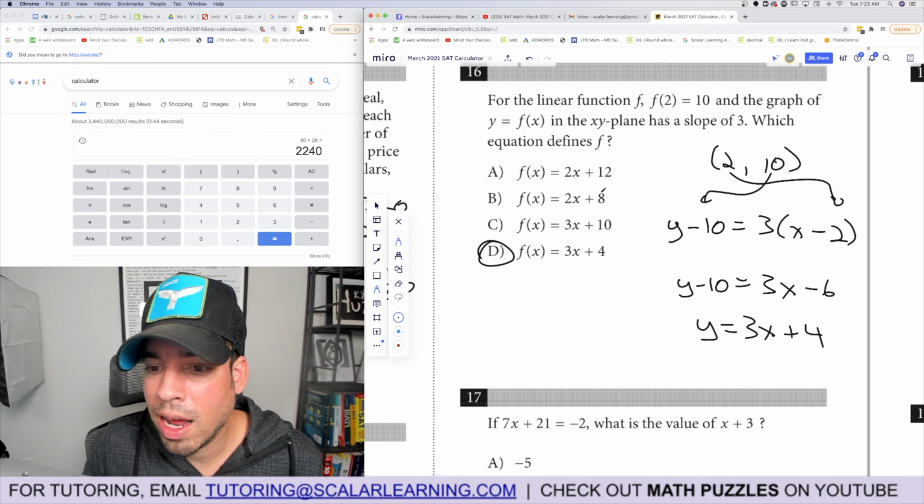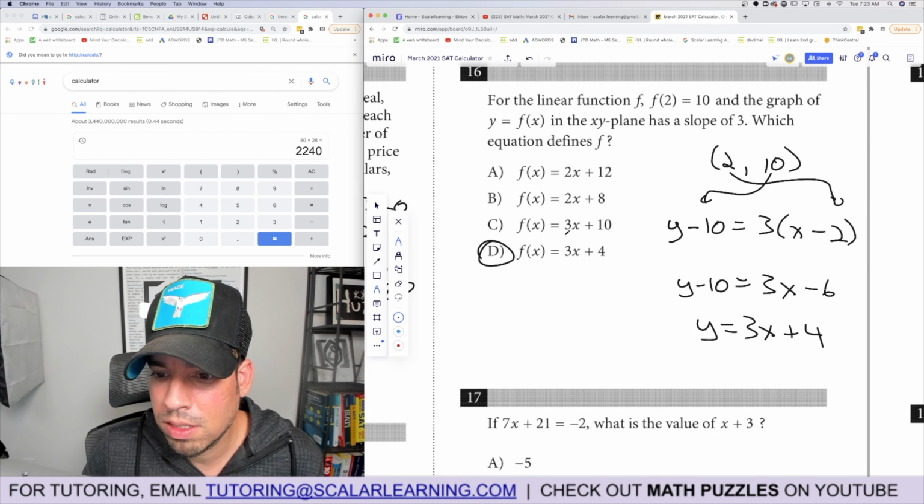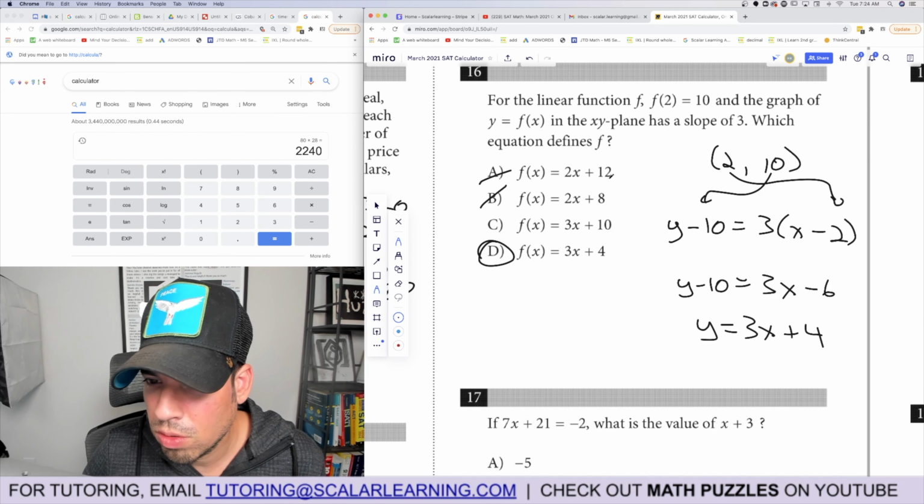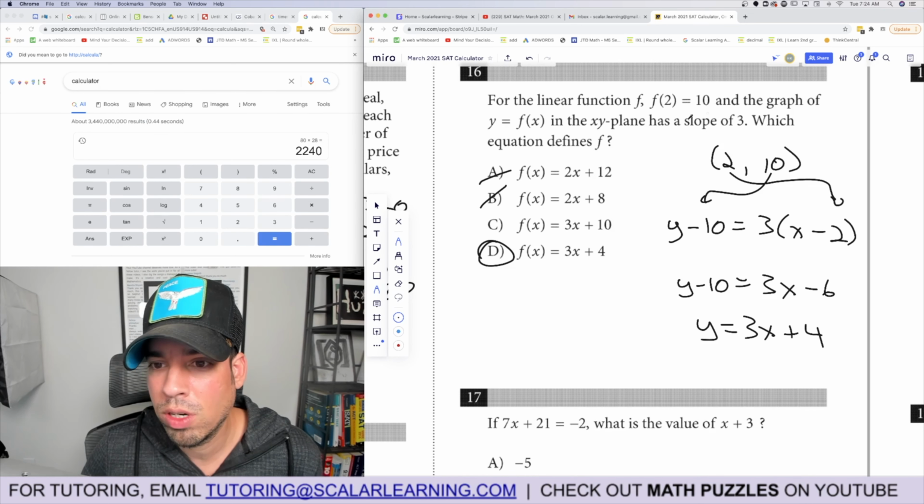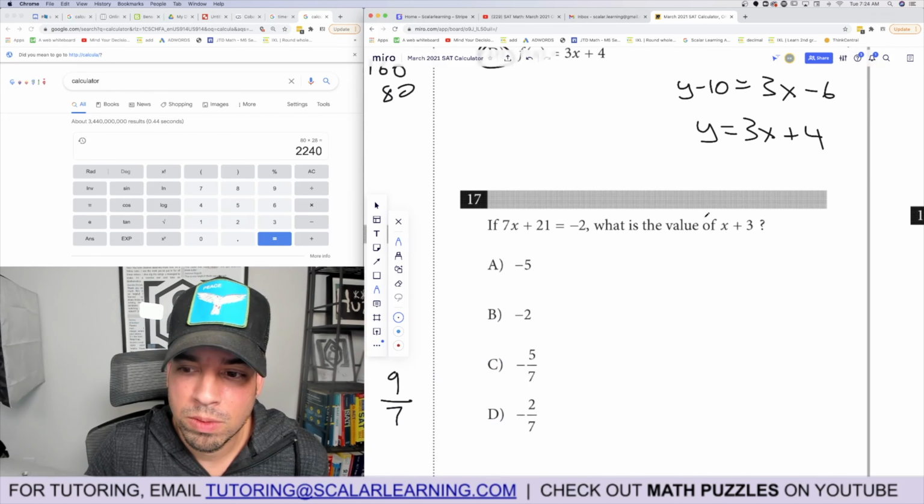I didn't even have to do that. I could have just been like, oh, man, silly. I could have just been like, these are out because they don't have a slope of 3. I didn't misread this. It was too easy, it seemed almost. Which equation to find? Yeah, so those didn't have a slope of 3. And then this one's out because this will have a y-intercept of 10, not 2, 10. So, yeah. Didn't even have to do all that.